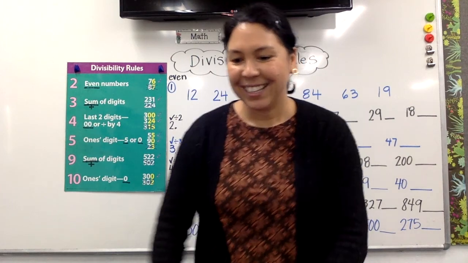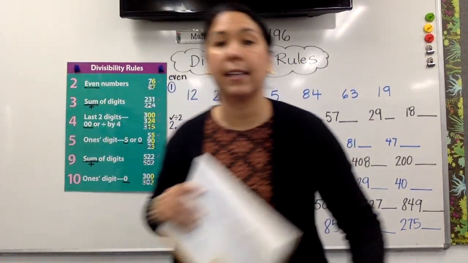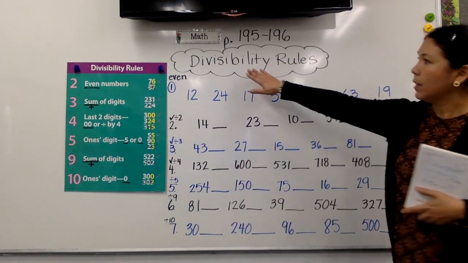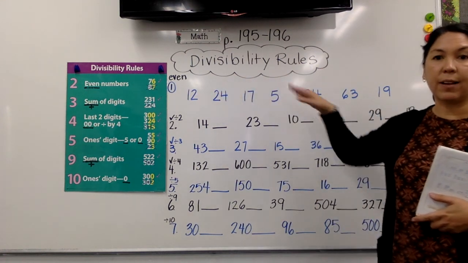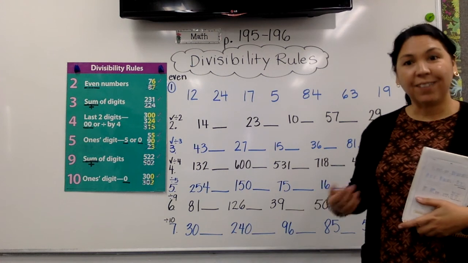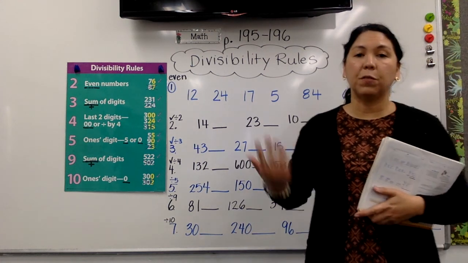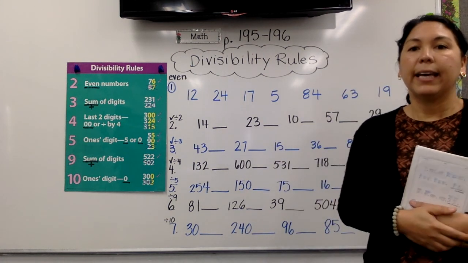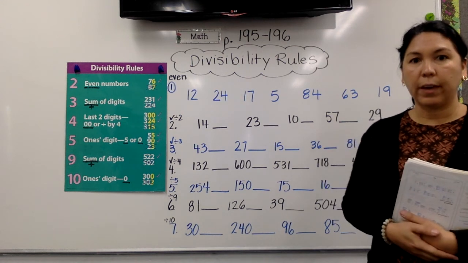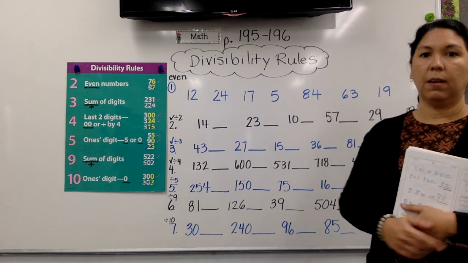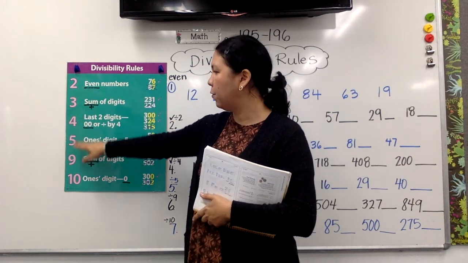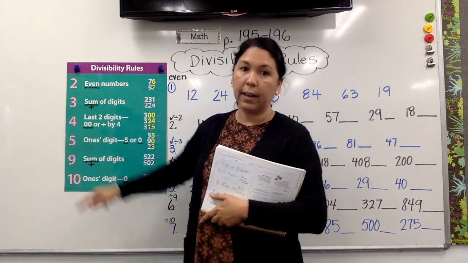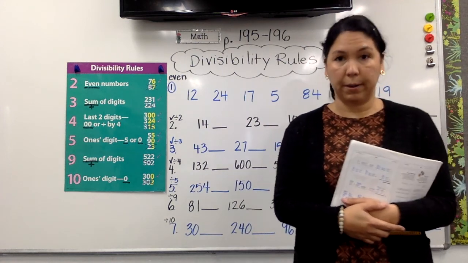All right, guys. So today we are doing a new lesson, and it's on divisibility rules. Now, divisibility sounds like the word what? Division, right? Because we're finding out division rules, finding out easy tricks to know if a number is divisible by, and we're looking at today, 2, 3, 4, 5, 9, and 10. Now, there's a rule for each one.